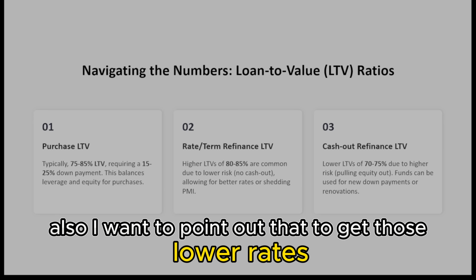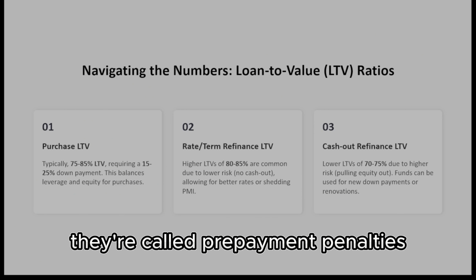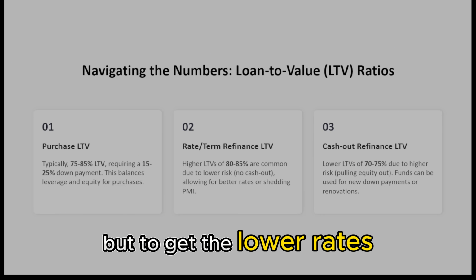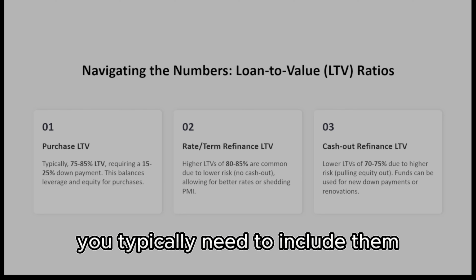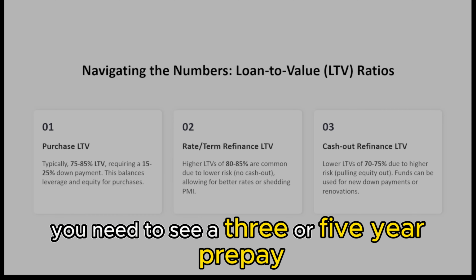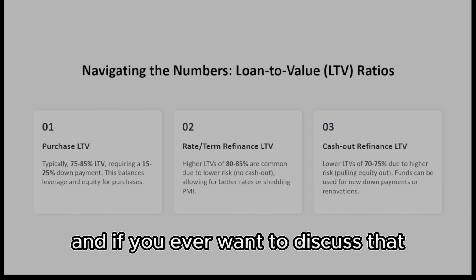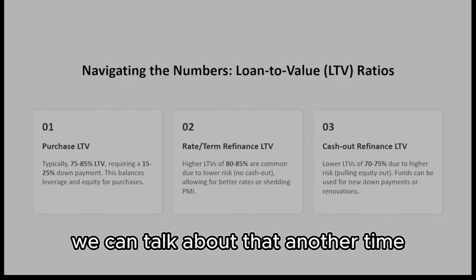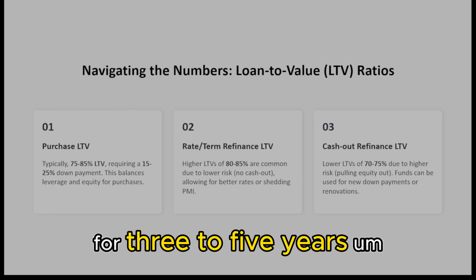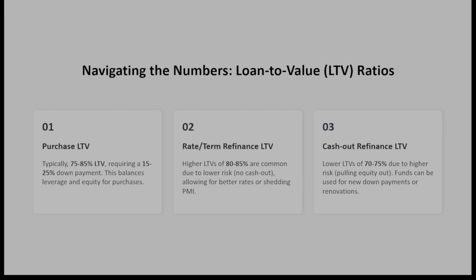Also, I want to point out that to get those lower rates, there are features added into these loans. They're called prepayment penalties. Not every lender forces you to have them, but to get the lower rates, you typically need to include them. They're anywhere from 1 to 5 years, but to see those lower rates, you need a 3 or 5 year prepayment penalty. If you ever want to discuss that, we can talk about that another time. But just keep that in mind. You're normally going to have to hold this property for 3 to 5 years, or pay a penalty for paying it off or refinancing it.